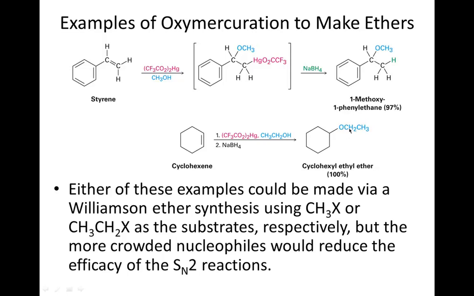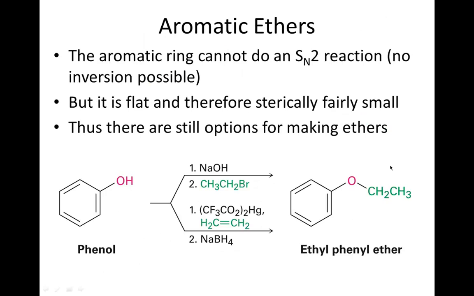This one looks even more likely that it would have worked okay in a Williamson, because this part right here could have been the substrate attached to a halogen, and then we could have used cyclohexanol as the alcohol, and that would have probably worked just fine. But still, if you're not sure, then this reaction with the alkenes is always an option. And then there are some cases where you really do need to use the alkene route because you don't have the ability to do the Williamson because it's too crowded, there's no primaries or whatever.